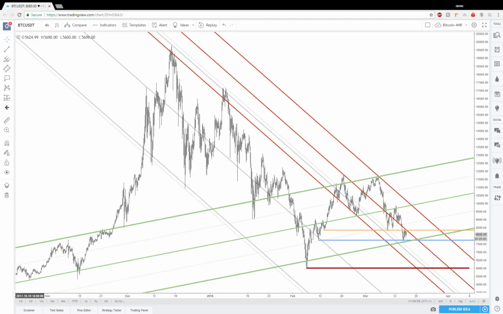Hey everyone, this is James, and this is March 16th, about 7 a.m. Eastern Standard Time. This is my 4-hour chart of Bitcoin, BTC USDT, on the Binance exchange.